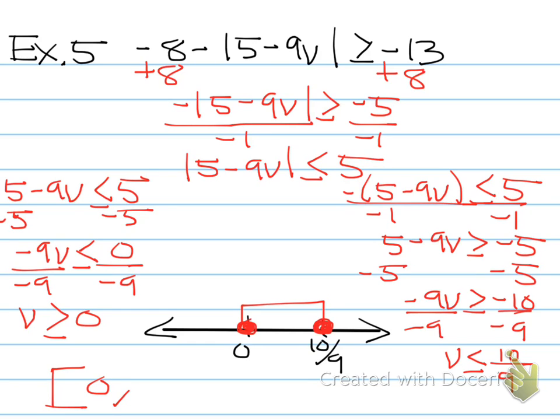So if we were to write that using interval notation, we should have a square bracket because it's a closed circle at 0, and that goes to 10 over 9, and there's a closed circle at 10 over 9, so there should be another closed bracket after 10 over 9.